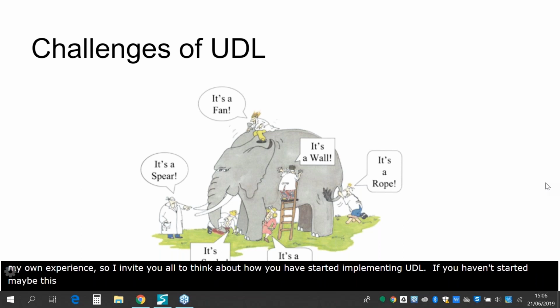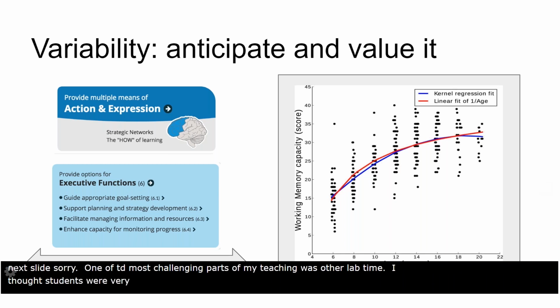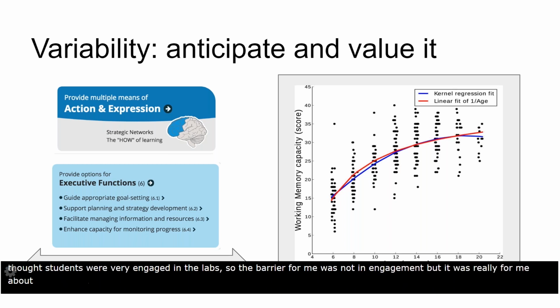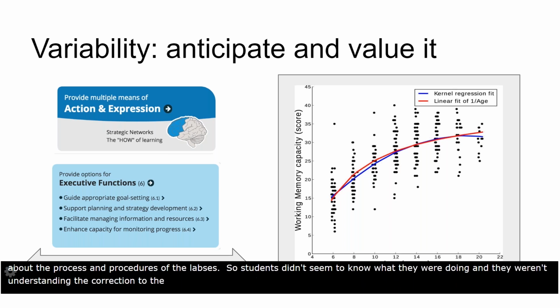I taught high school and community college science courses. Consistently, one of the most challenging parts of my teaching was our lab time. I actually thought students were very engaged in the labs, so the barrier for me was not engagement, but the process and procedures of the labs. Students didn't seem to know what they were doing or why they were doing it. They weren't understanding the connection of the lab to the content we were learning. It was almost as though my lab time was decontextualized from our classwork. Students were just going through the motions.